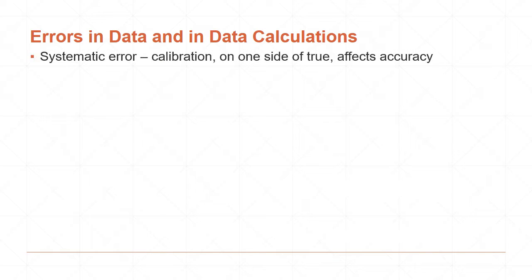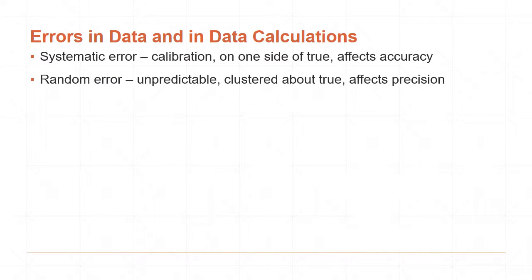There are a couple of different types of errors that we're going to deal with. One is systematic error, which is the more insidious kind. It usually happens when one of your instruments is out of calibration. What it causes is that even if you take several measurements, you're going to end up on one side or the other of the true value. So anything that's a systematic error is going to affect the accuracy of your final answer.